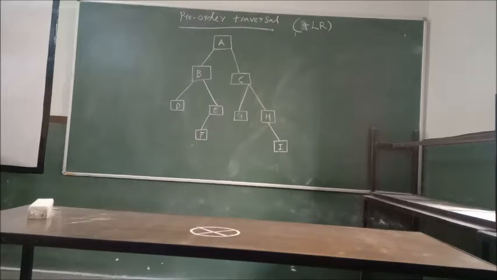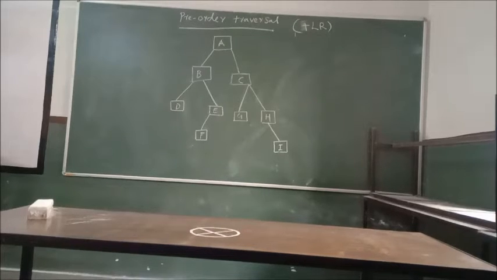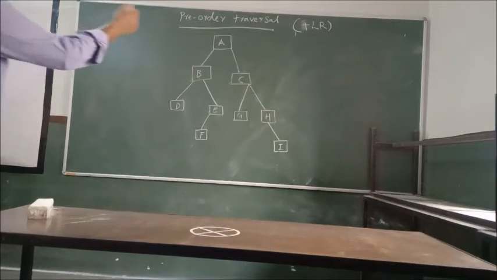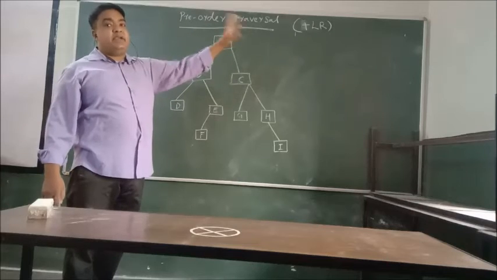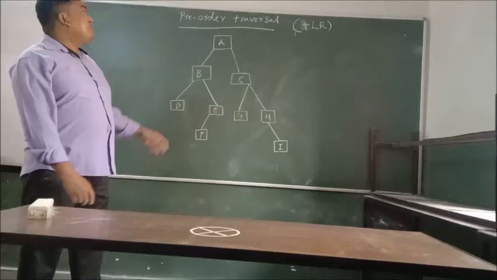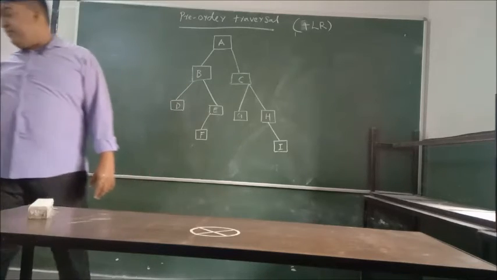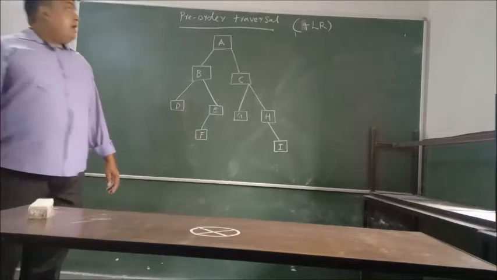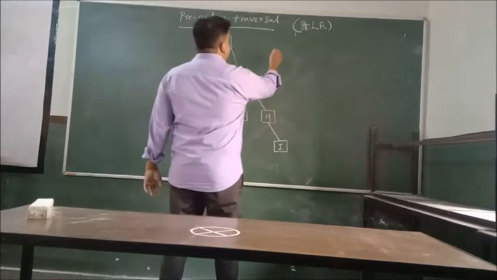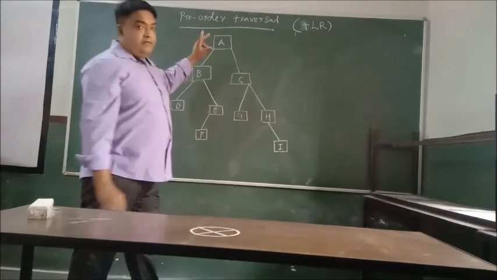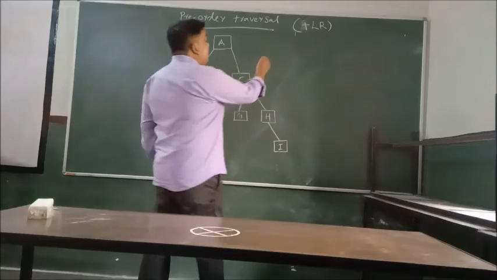Let's see an example of how we can prepare the pre-order traversal for the given binary tree. So what is the definition of pre-order traversal? We are reading the root first, then left, then right. So in the case of this pre-order traversal, all the traversal will start from the root. Whenever we approach a root, we have to read the root first.